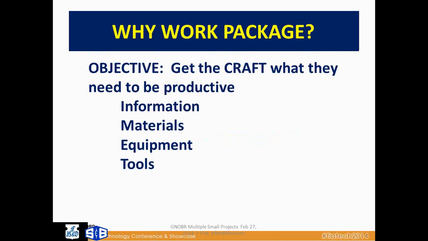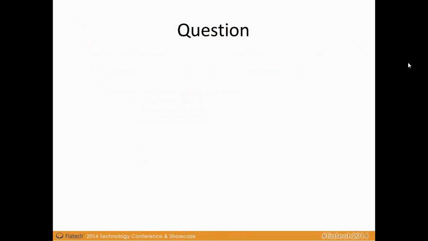All right. We need to give the craft what they need to be productive, and that means the engineering, the materials, the equipment, and tools. What we're finding is that craft workers really do good work if they have everything they need to do their job. And that's management's job. That's our job as management to make sure that we give these guys a chance to be successful. And it's our job to make sure they have everything they need before they start on that week's work. Okay? Next one.